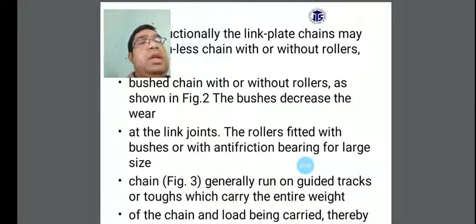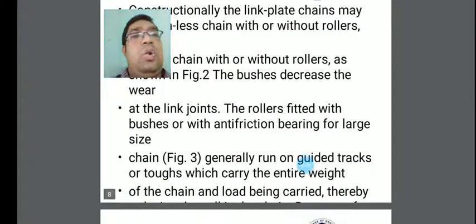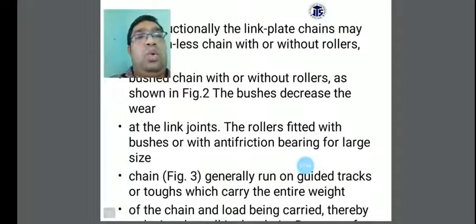The bush decreases wear, and this is one type of advantage: due to the bush the chain wear is reduced. Another thing is that the longevity is higher with this bush type chain at the link joints. At both ends of the link joint the wear will be low, and you have to reduce the wear at the link joints by using the bush type.